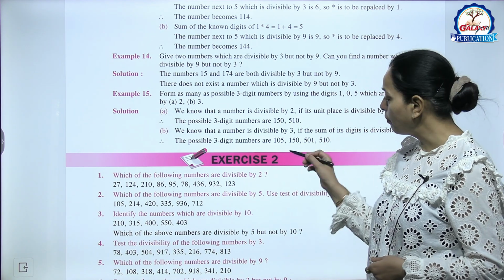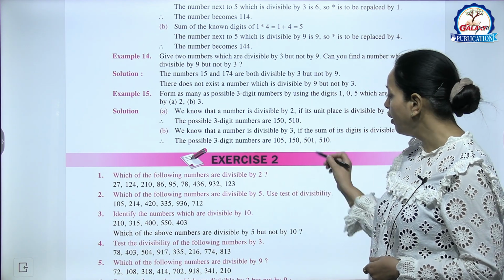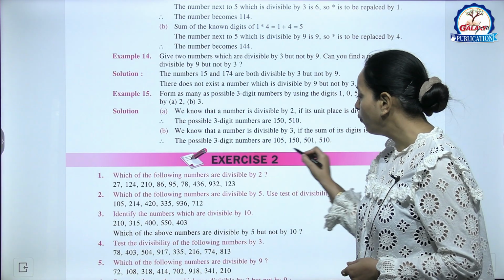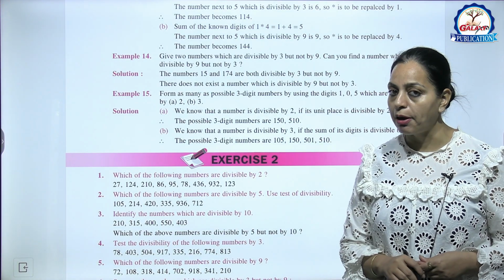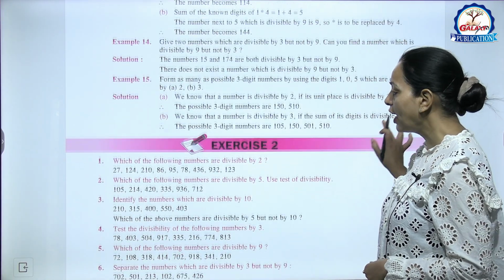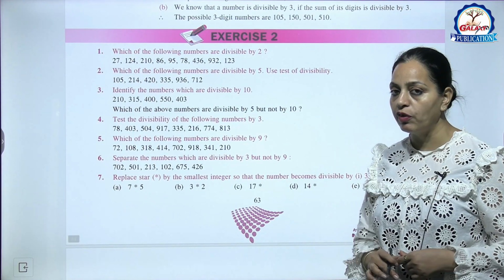150 लिख दें, सम तो 6 ही आएगा, जैसी मर्जी लिखे. 501 and 510. So we are getting 4 possible 3-digit numbers which are divisible by 3. So exercise 2 based on such type of example.